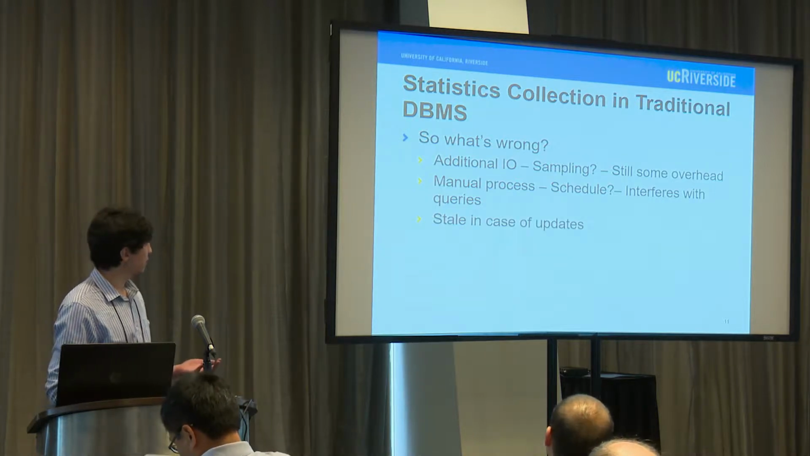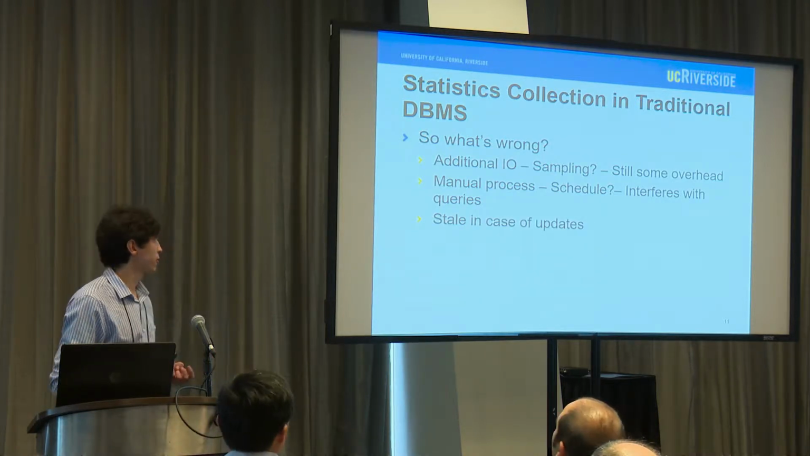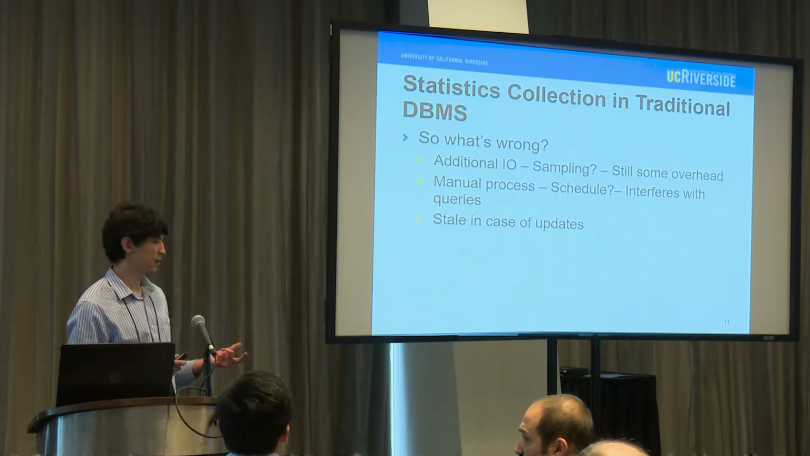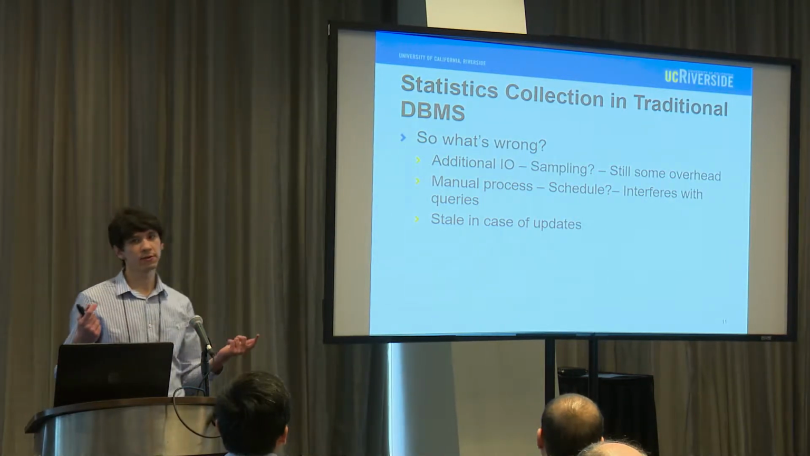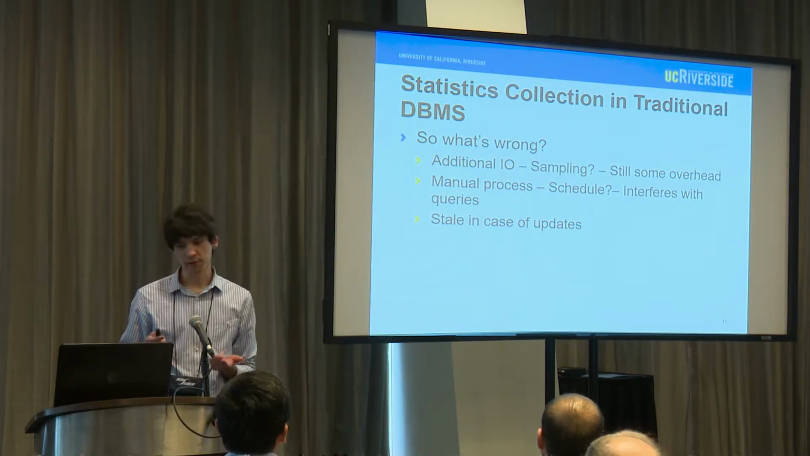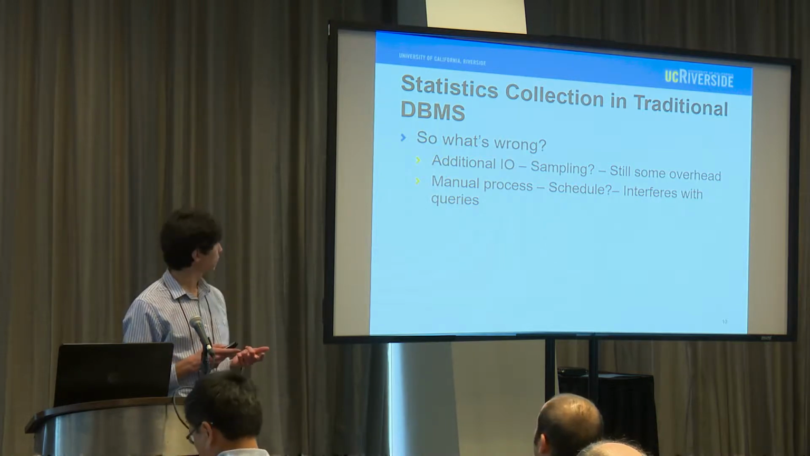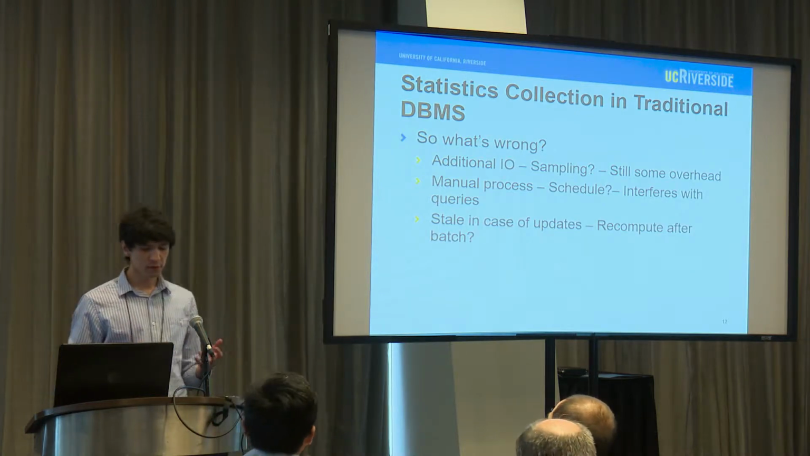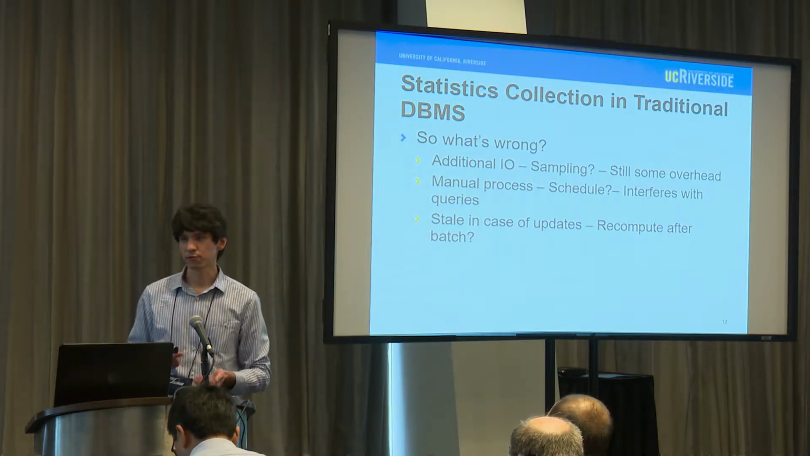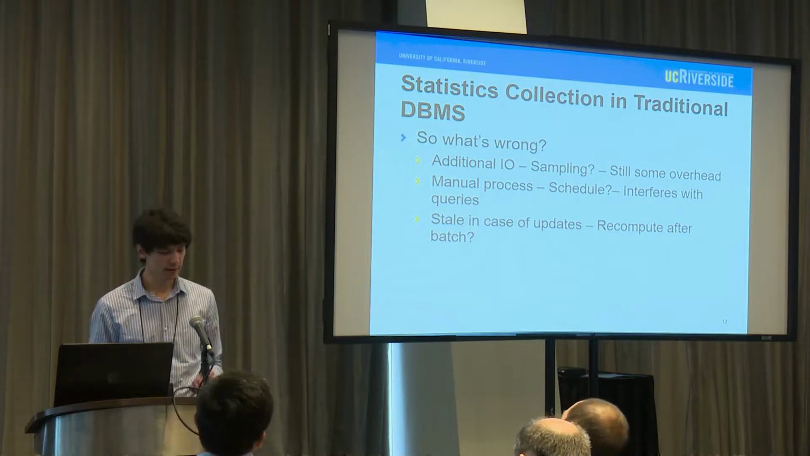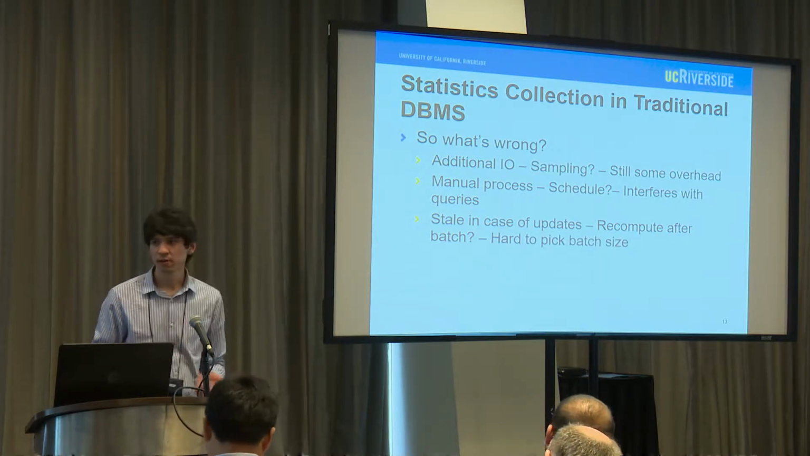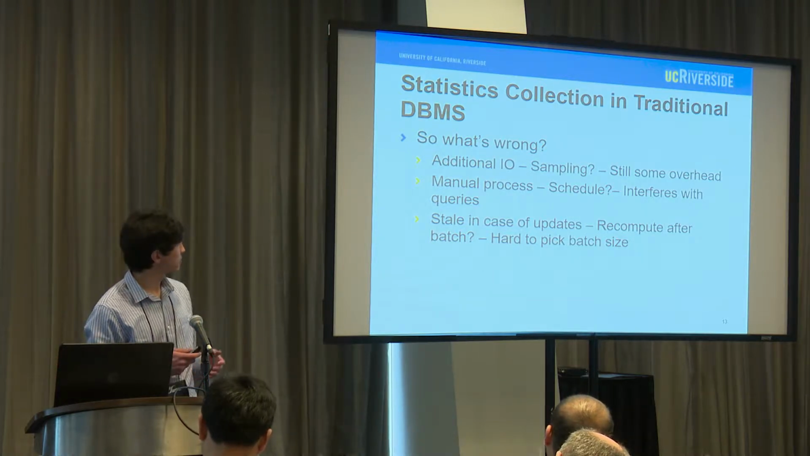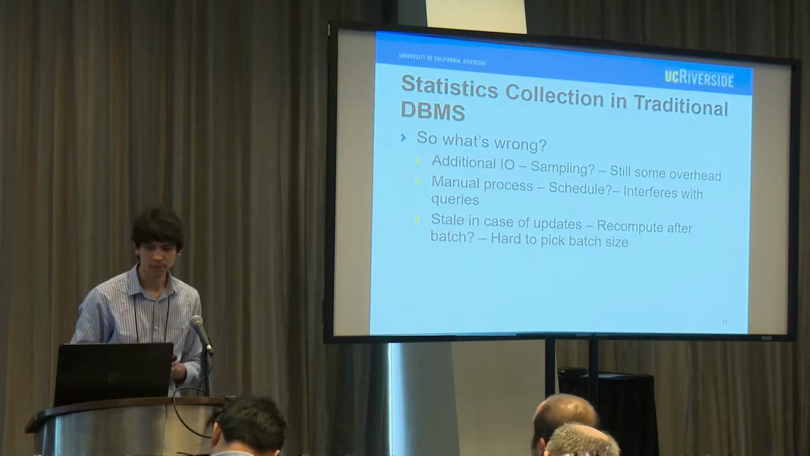And lastly, for workloads which are experiencing a lot of updates, the statistics that you're getting are essentially a snapshot of the data that you have right now, and they will eventually go stale. So you have to recompute them every so often. Maybe you can introduce a notion of a batch and recompute after the batch, but the question is how to pick the size of that batch, if your workload is varied and maybe not even regular.